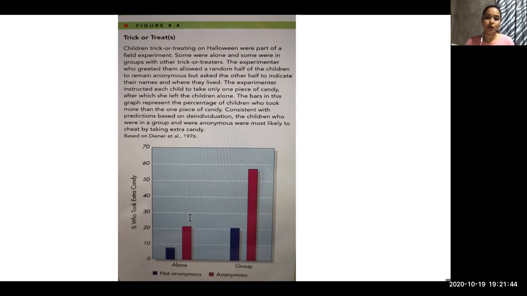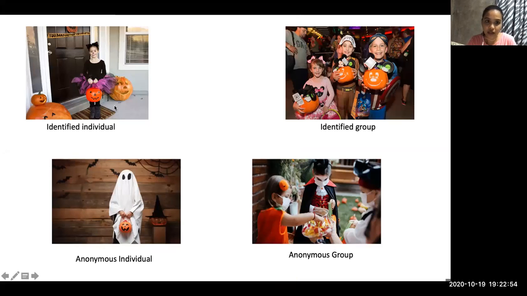So pag sa identified group naman, naisip nila na he knows who we are, but we aren't alone, so he wouldn't know who actually stole because we are in a group. So we can take quite a lot then. And then pag sa anonymous group naman, yung naisip nila is we are anonymous and we aren't alone, and he would have no idea who actually stole because we are in an anonymous group. We can take all of it. So dito makikita nyo yung identified individual, anonymous individual, identified group, and anonymous group.